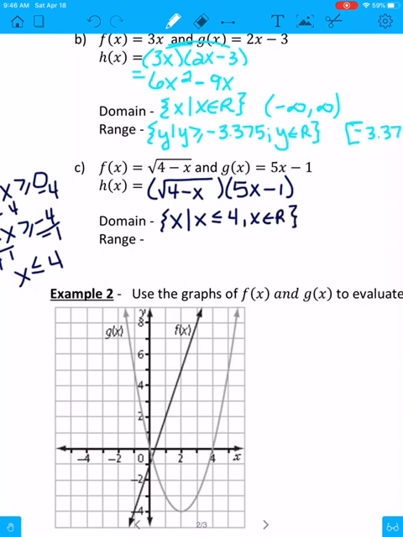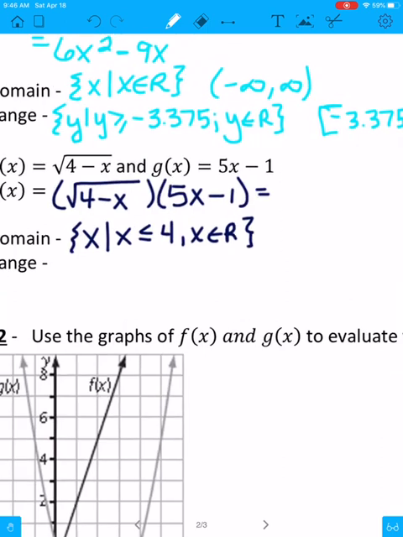Now you could expand this. You could go 5x, this equation, if you really wanted to. You could distribute the radical in. So you could go 5x square root 4 minus x, so just times minus 1 times square root 4 minus x.